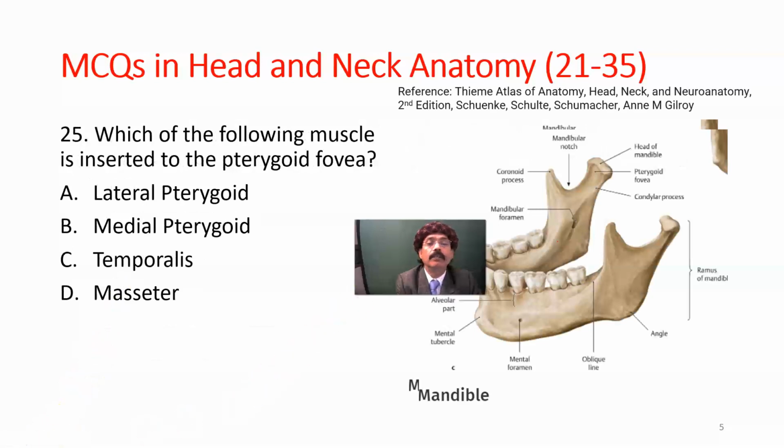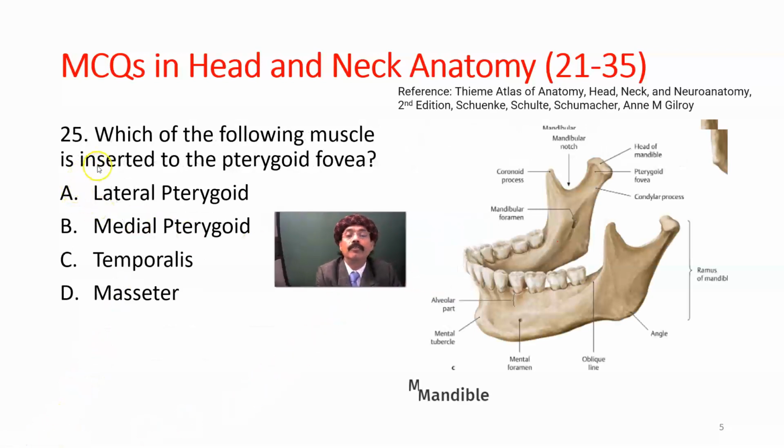Now here, which of the following muscles is inserted to the pterygoid fovea? Lateral pterygoid, medial pterygoid, temporalis, masseter. The answer should be lateral pterygoid muscle. Okay, we got that.